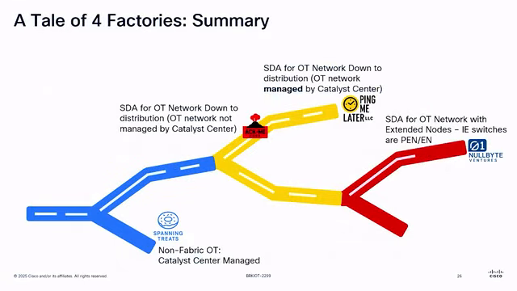So to close on the tale of 4 factories, this is a summary of where the customers ended up. There are 4 fictional customers in this journey. If you notice this, there is a leg that is missing, and it's here. What happens when you want your control traffic to go through the fabric? It was not the requirement of any of the customers, but it's the case of our friend from Audi.